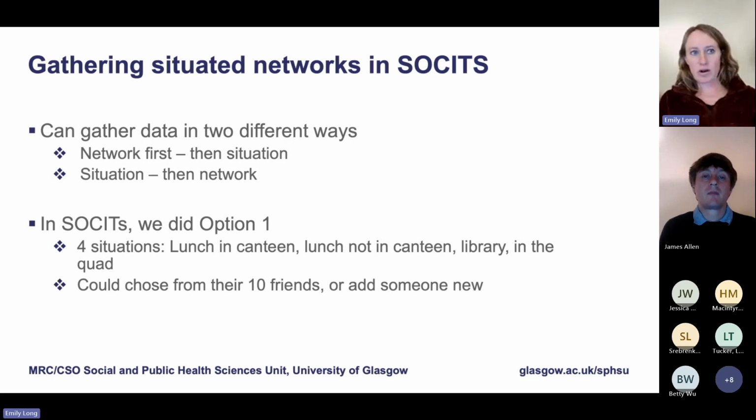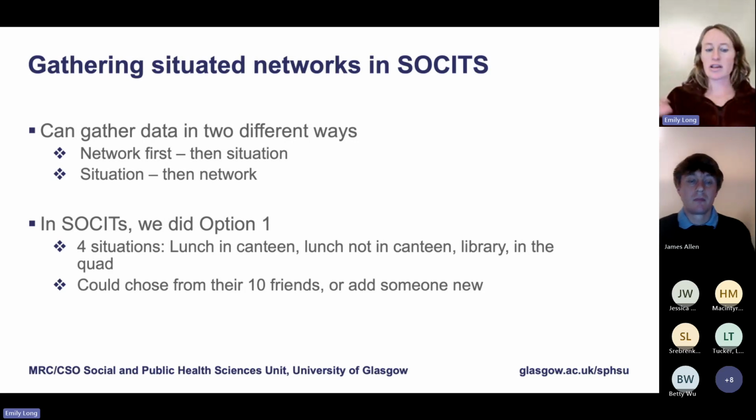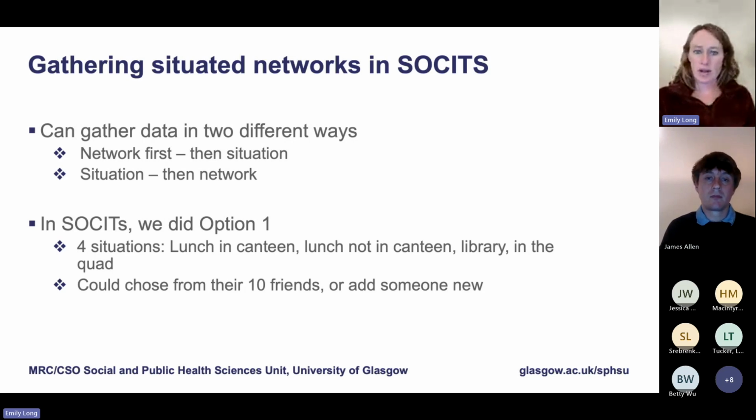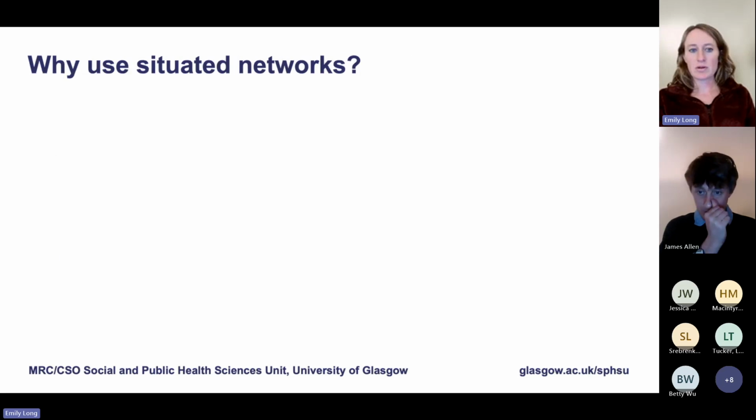And so we had these 4 situations, and we had their network, their unsituated network. And so they had that little list there. And then they were presented with these 4 situations and they could choose from their friends who was there, or we had a little button where they also could add someone new and type in their name and then ask a handful of questions about those people.